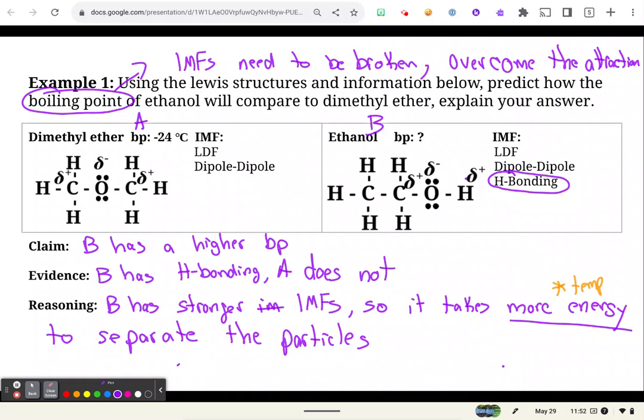Again, start with the evidence. You're just stating what you see with the intermolecular forces. And then in the second one, you're going to say why that matters. So since hydrogen bonding is stronger, B has stronger intermolecular forces, so it takes more energy to separate the particles. Again, we're looking for this statement about which one is stronger. We need the statement about the energy, and then you need to tell us what's going on, like what is that energy doing?